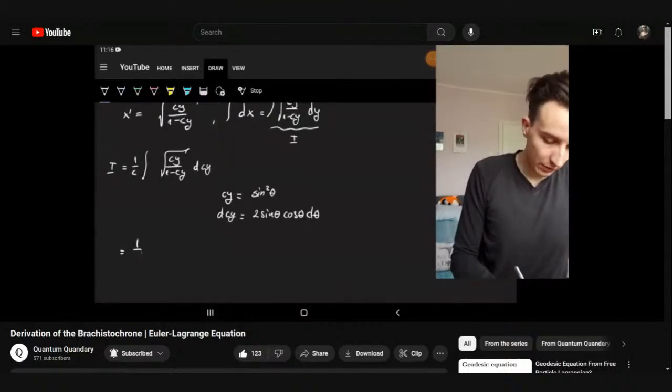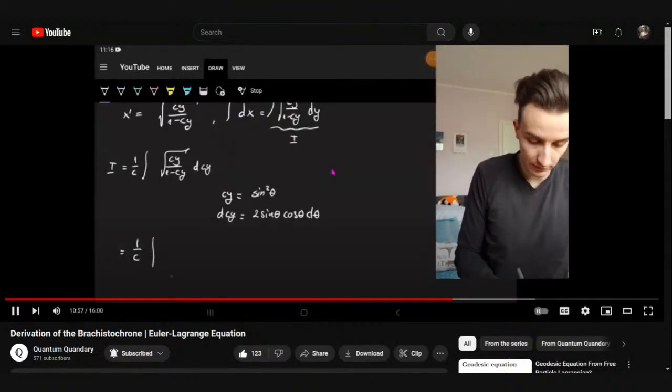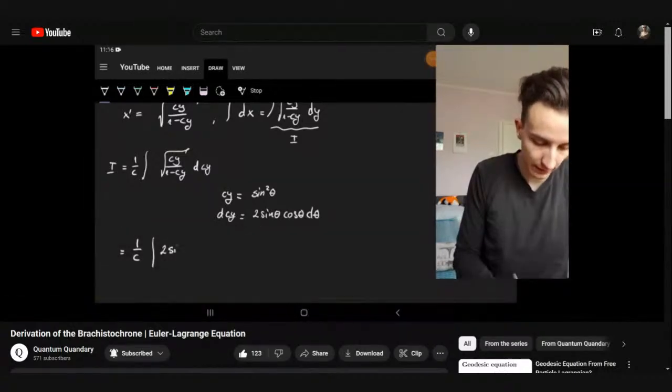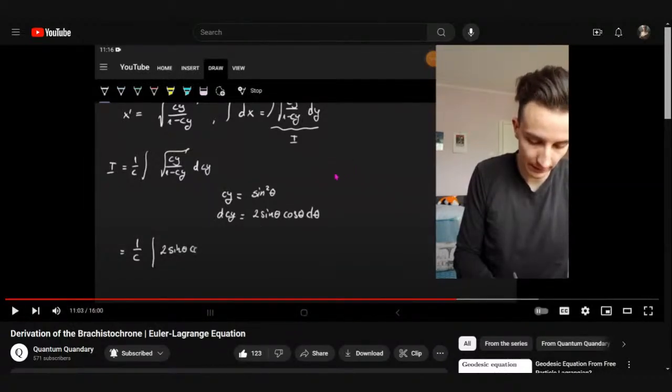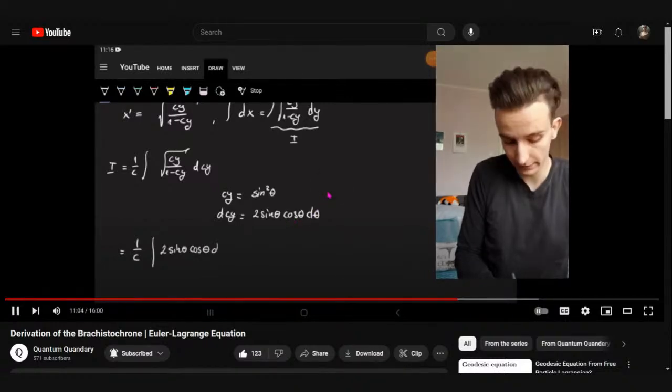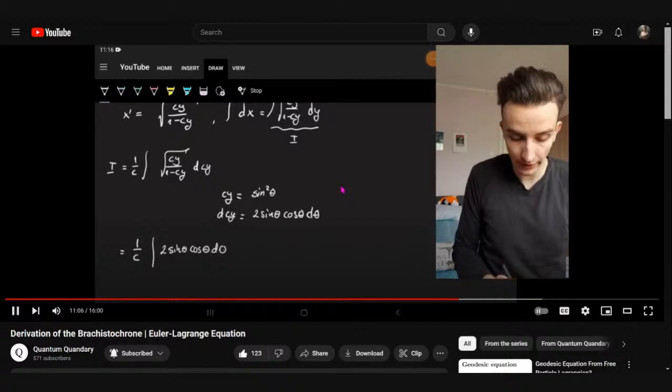So the integral is 1 over c, integral. Let's put dcy first, so that's 2 sine theta cos theta. Okay, so the 2 goes, and then he's copying the dcy, I guess, and he's going to put the d theta at the end. Sine theta cosine theta d theta. And then we have cy is sine squared. This is dcy. This is just this.